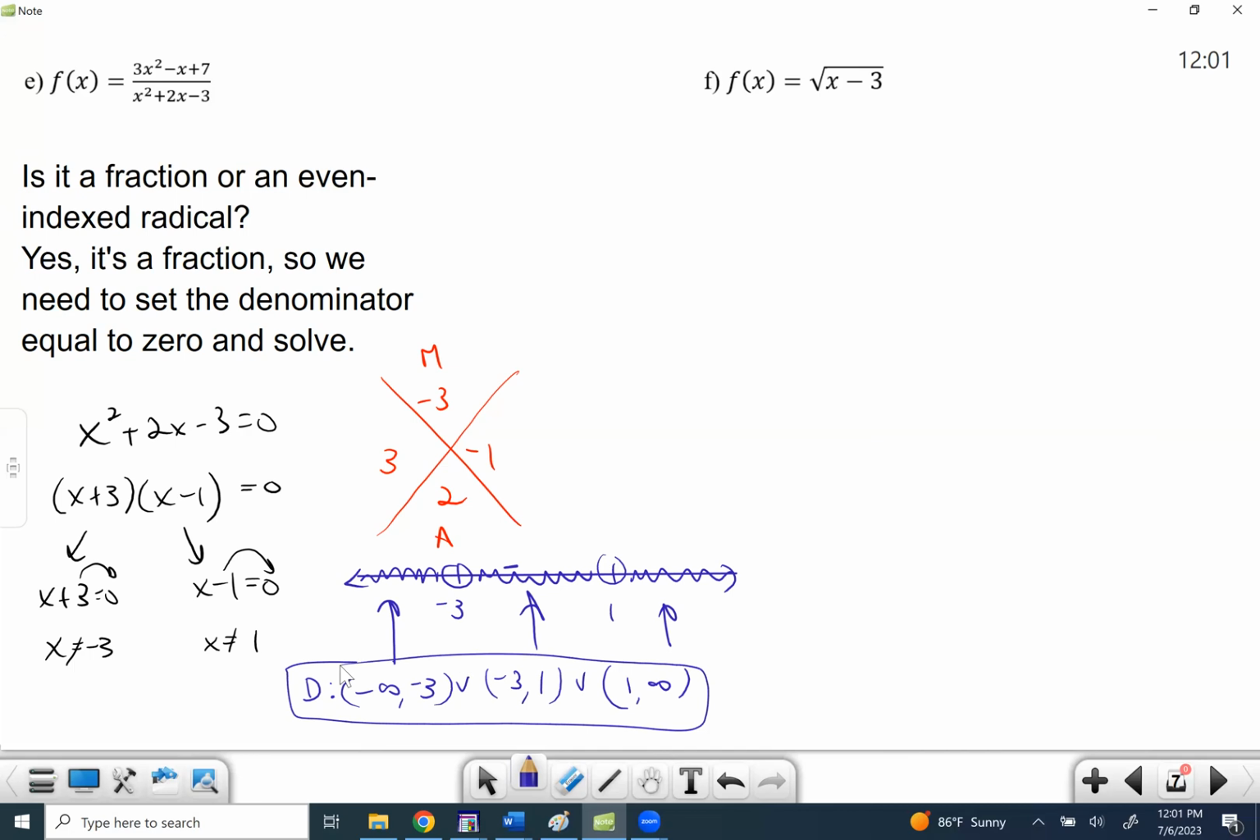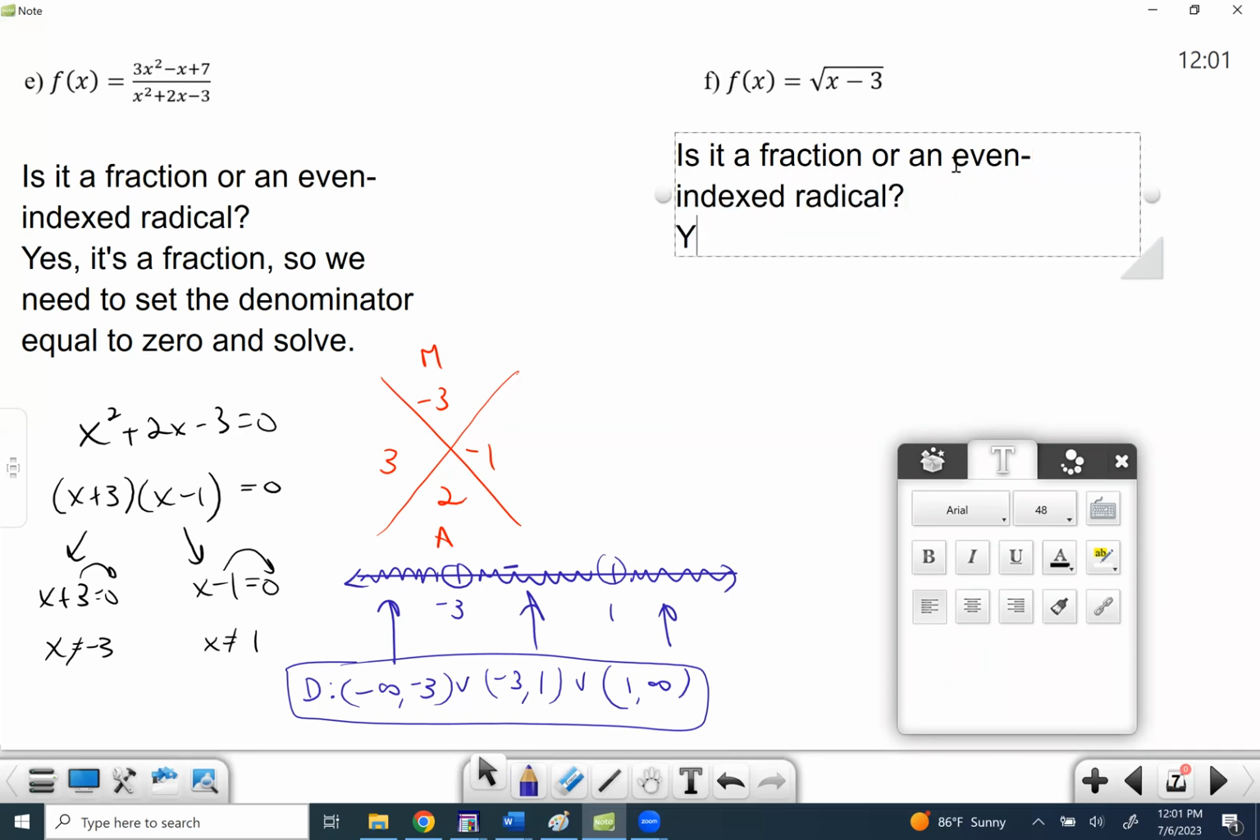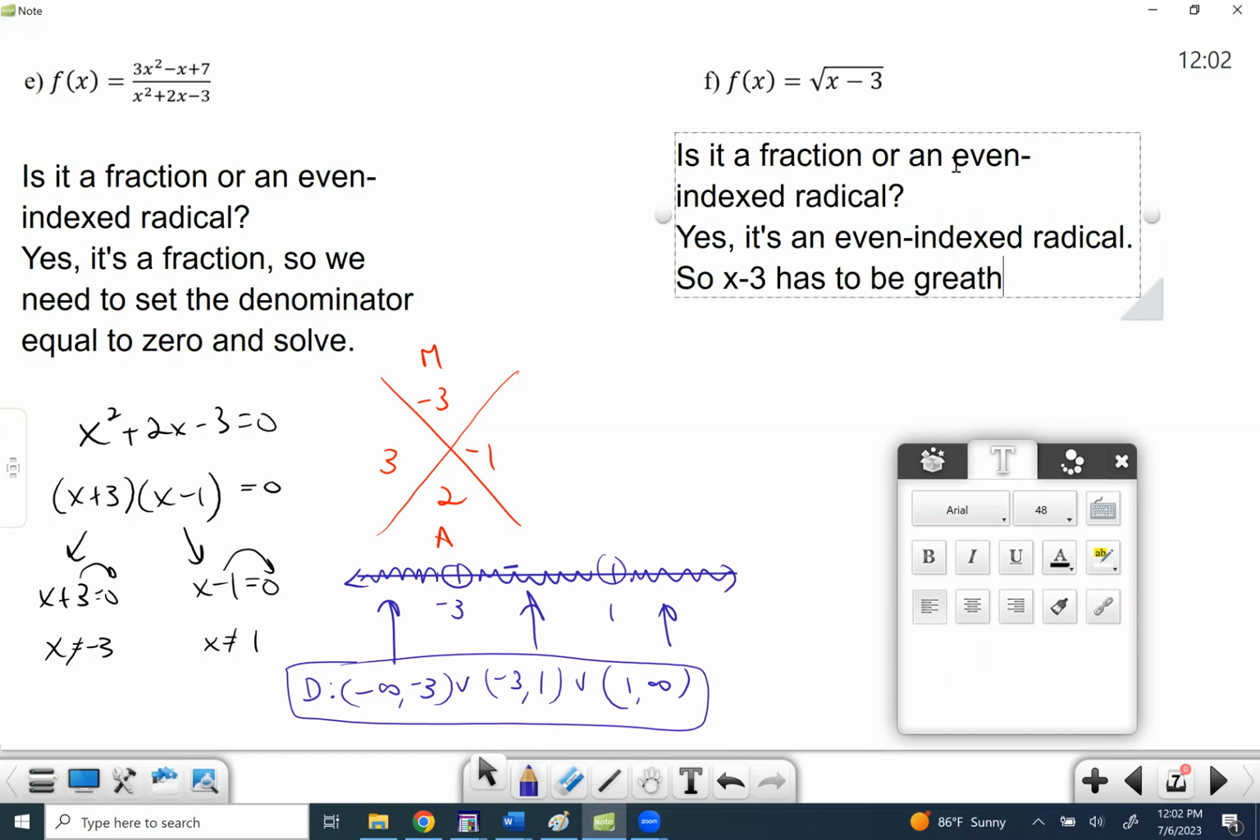All right. Okay. Is it a fraction or an even indexed radical? Yes, it's an even indexed radical, right? So remember, the stuff underneath the radical has to be greater than or equal to 0. Okay. So x minus 3 has to be greater than or equal to 0.